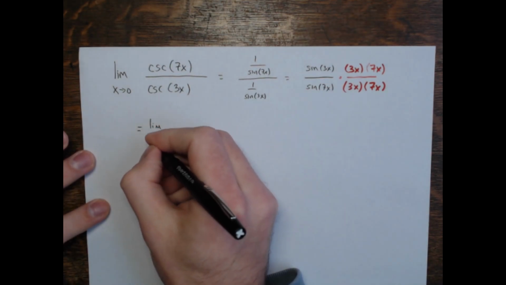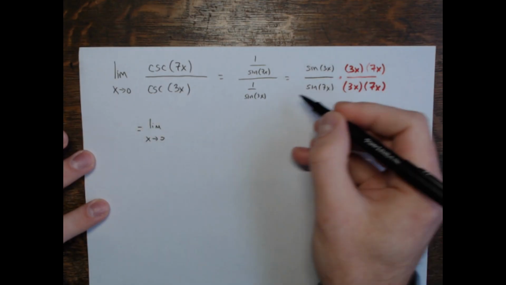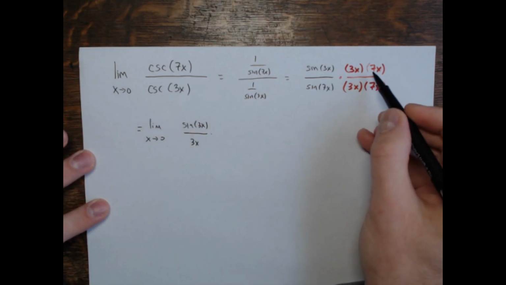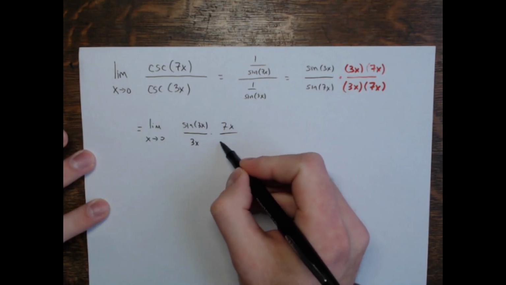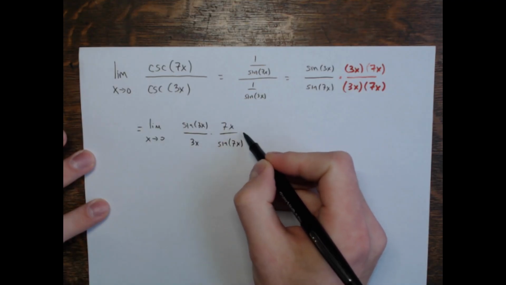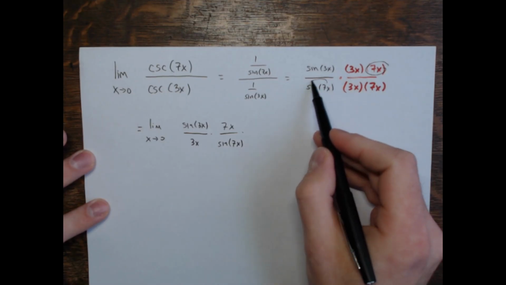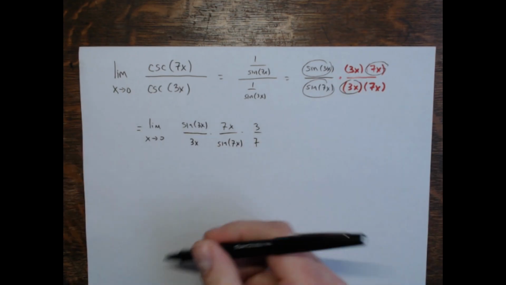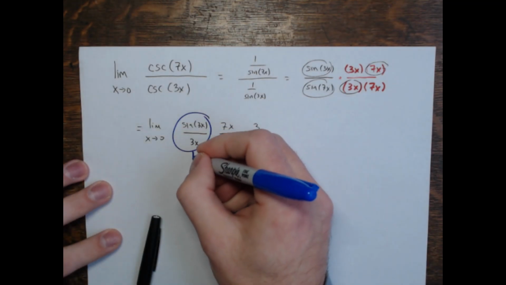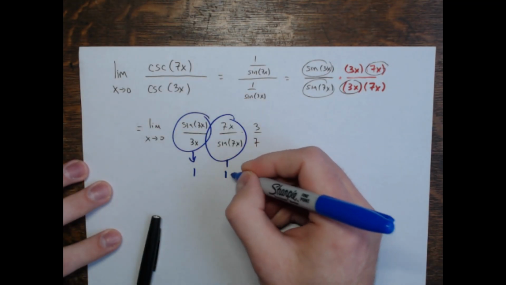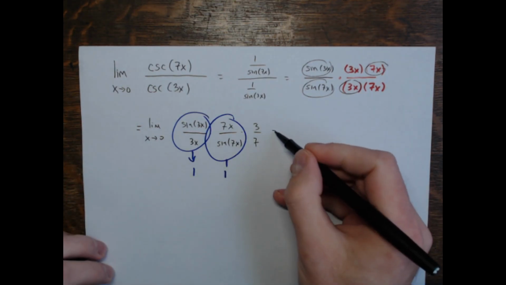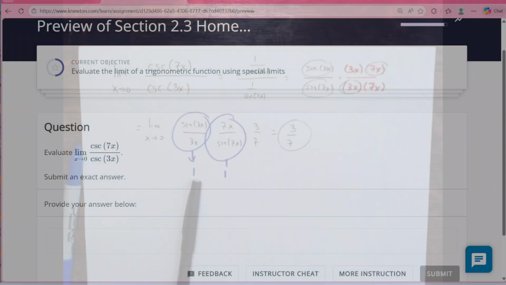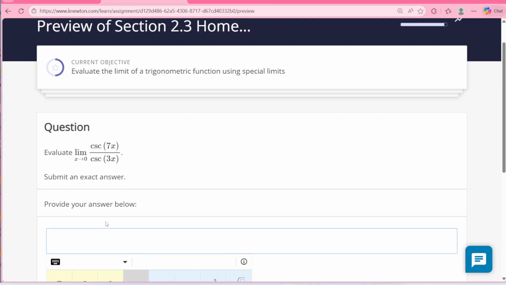So I have the limit as x approaches 0 of sine 3x over 3x times 7x over sine 7x. All right, those will be from the special ones. And that takes care of this and this and this and this. So then you got 3x over 7x, which is just 3/7. And then this is going to 1, this is going to 1. So you got 1 times 3/7. The limit is 3/7. Sorry, that was rushed, but just trying to get that special limit involved.